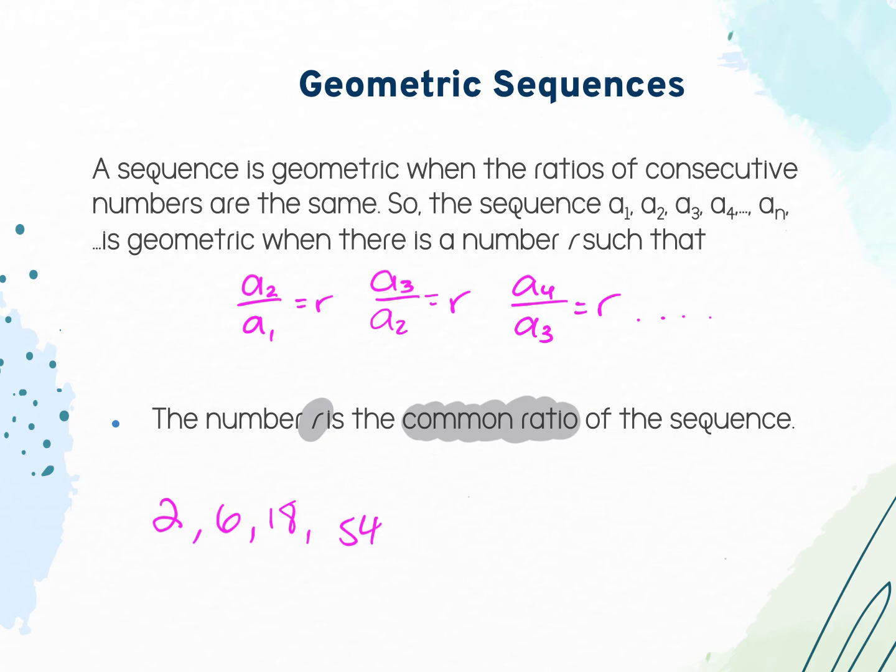Correct. So you want to check by saying, what's 6 divided by 2? That's 3. What's 18 divided by 6? That's 3. What's 54 divided by 18? That's 3. If it's the same number each time, then it's geometric.